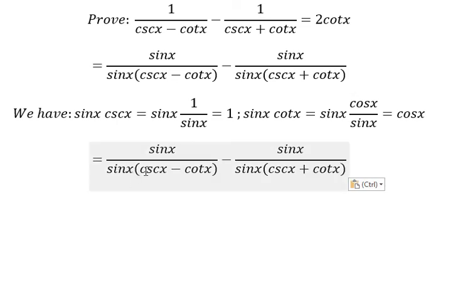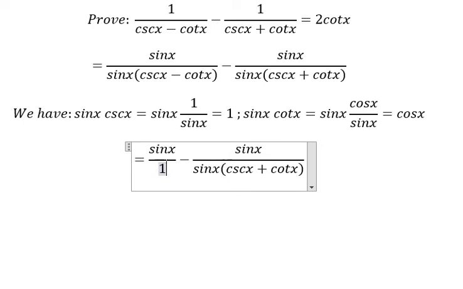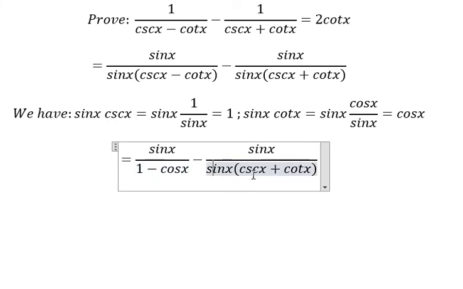Sine s with cosecant of s, you get 1. And cotangent s with sine s, you get cosine s. We do similar for the second one.